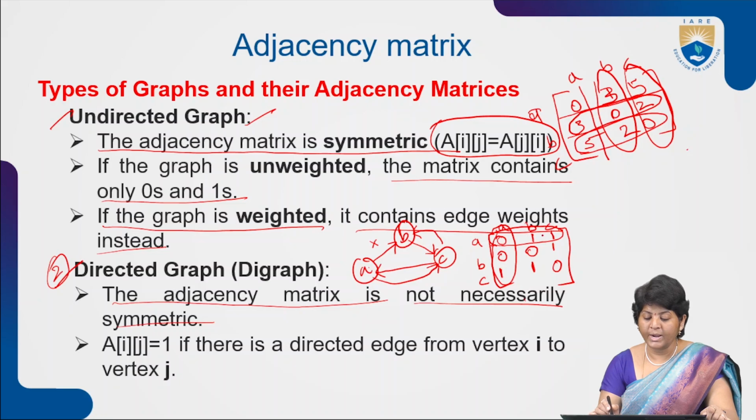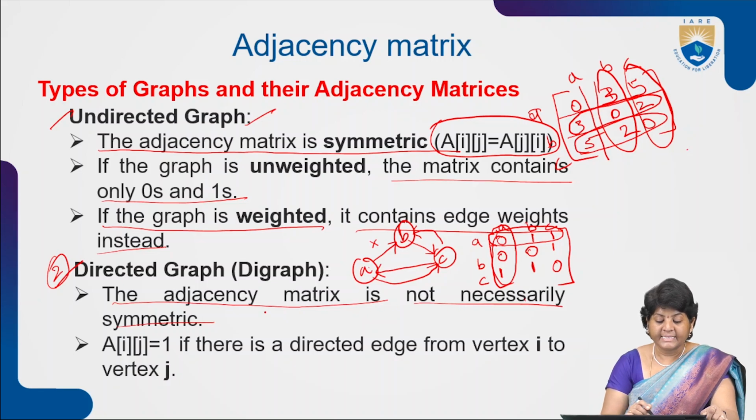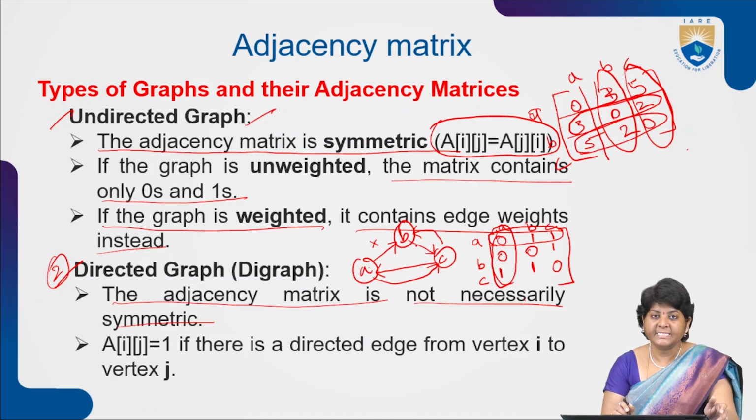See here, 0, 1, 1 is the first row, 0, 0, 1 is the first column. These two are not the same. So this is an asymmetric matrix, or we can say an adjacency matrix is not necessarily symmetric. Sometimes the weights may be the same, for B to C and C to B. In that case it might be symmetric, but it is not necessarily symmetric. For an undirected graph, by default, it is symmetric.